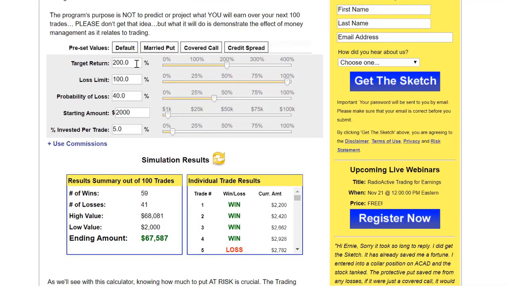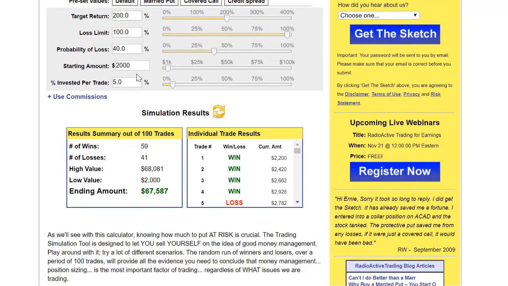So for the target return, let's say you have a strategy that makes you win twice as much as what you're willing to lose. So target return is 200%. The loss limit here is 100%. Probability of loss 40%. Let's say you have a strategy that wins 60% of the time. And we start with a starting amount of $2,000. And we're willing to risk only 5% per trade.